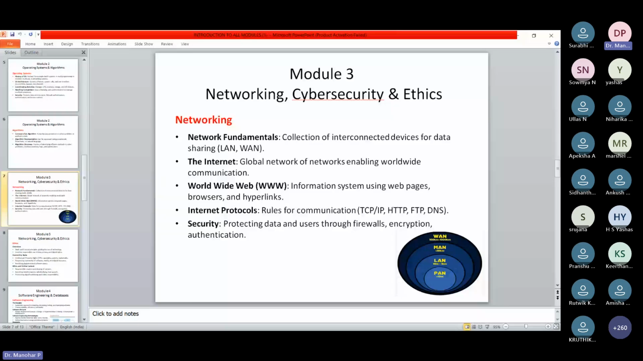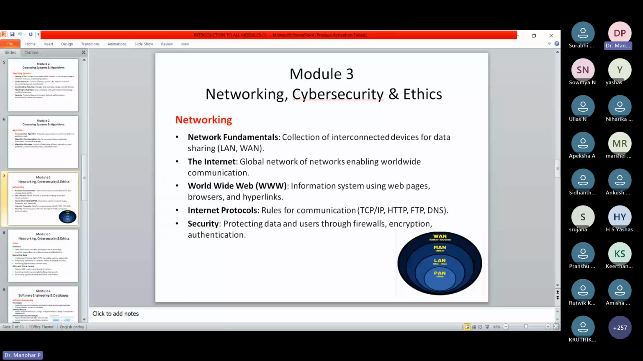Then for communication to happen over the network, some protocols have to be followed. Very important protocols involved in network communication are TCP/IP, HTTP, FTP, DNS, etc. And security is one topic. How the data and the users can be protected through firewalls, encryption, and authentication is what we'll study here.